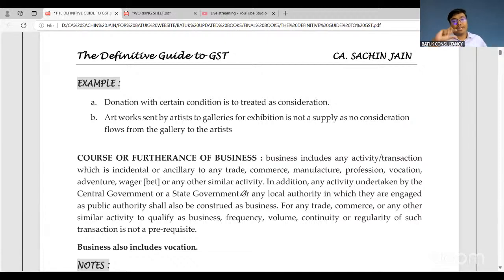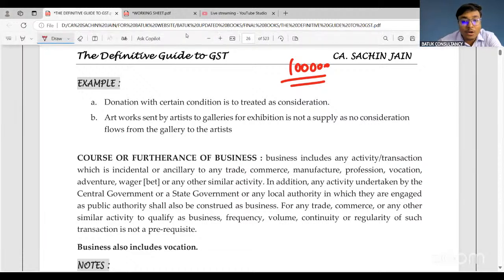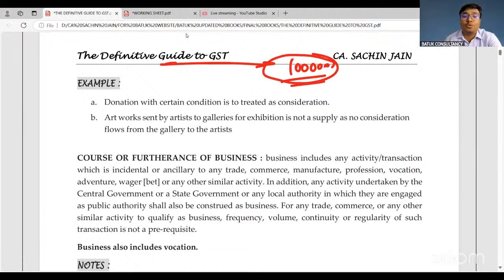Suppose I have given a donation to one Goshala, a donation of 1 lakh rupees. For that donation, there is a contract between the Goshala and me, and the Goshala says, Mr. Sachin, your training selected board will be displayed at the front gate of our Goshala. So in such a scenario, I am paying a donation of 1 lakh rupees, and for that donation the Goshala is going to attach my advertisement board on its front gate. That means there is consideration involved for that donation.